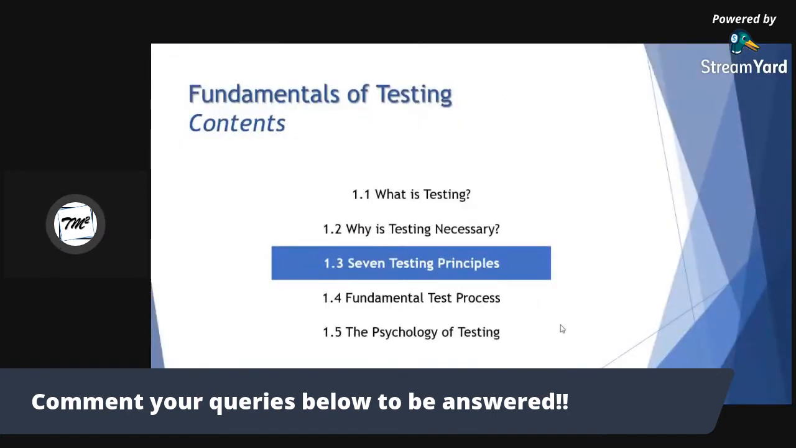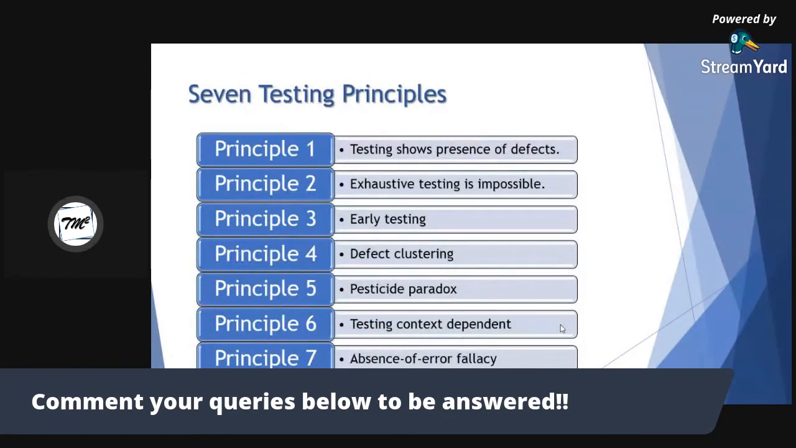So we are talking about 1.3, that is the seven testing principles, and the seven testing principles you already know. Testing shows presence of defects. Exhaustive testing is impossible. Early testing, defect clustering, pesticide paradox. Testing is context dependent and absence of error fallacy. So here, generally, we know about the seven principles. For more detail, you can visit the video for the principles of testing. But generally, these principles are important to be followed throughout testing.